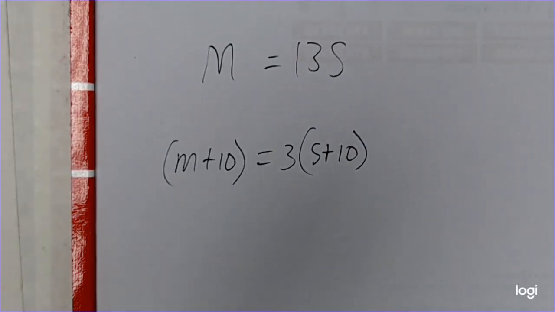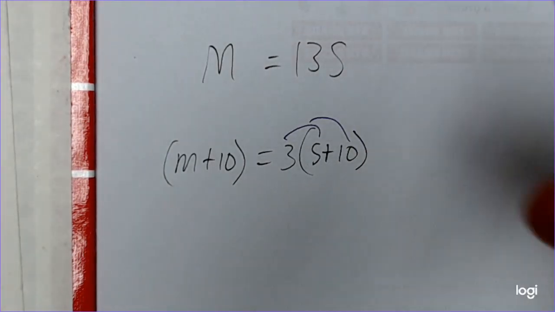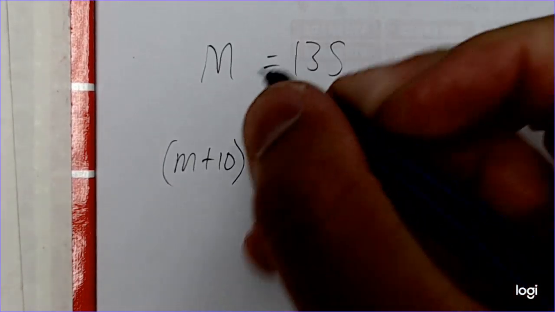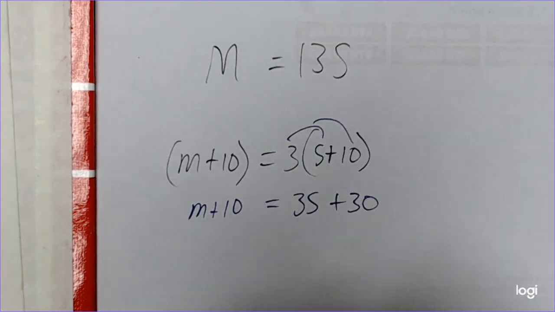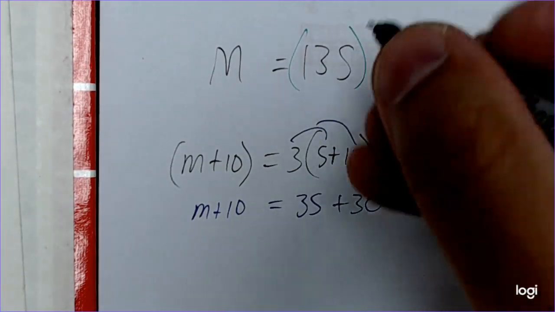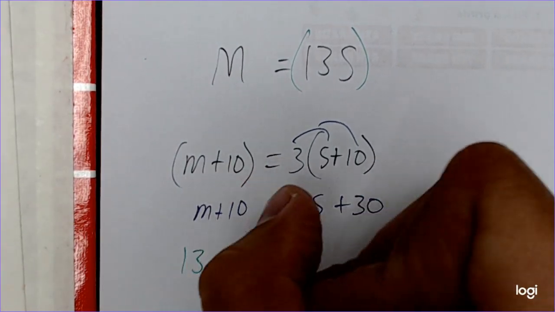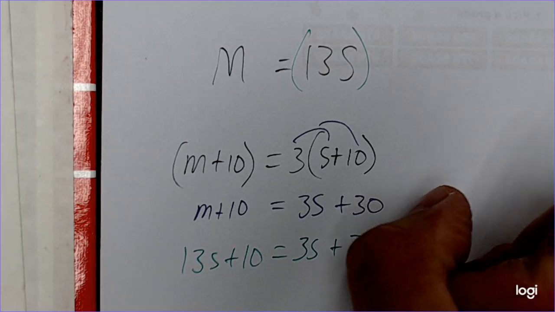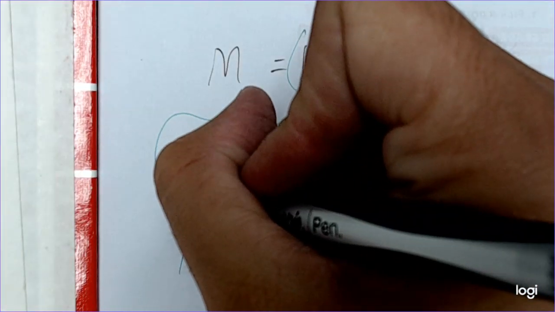So now I'm going to solve by using some substitution, but before I do that, I'm going to simplify this equation. I'm going to rewrite with the distributive property. So now I've got 3 times the son plus 30 is going to equal just m plus 10. That parenthesis can go away. And now let's do some substitution. Instead of writing m, I can write 13s. So over here, I'm going to put 13s plus 10 is equal to 3s plus 30. Kapow, substituted.